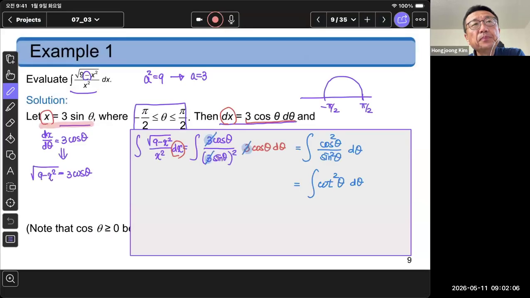In example 1, we see the negative sign in front of x squared. So that's why we introduce 3 sine theta for x. The 9 corresponds to a squared, so a will be 3. So x is replaced by 3 sine theta. That's what we did in example 1.